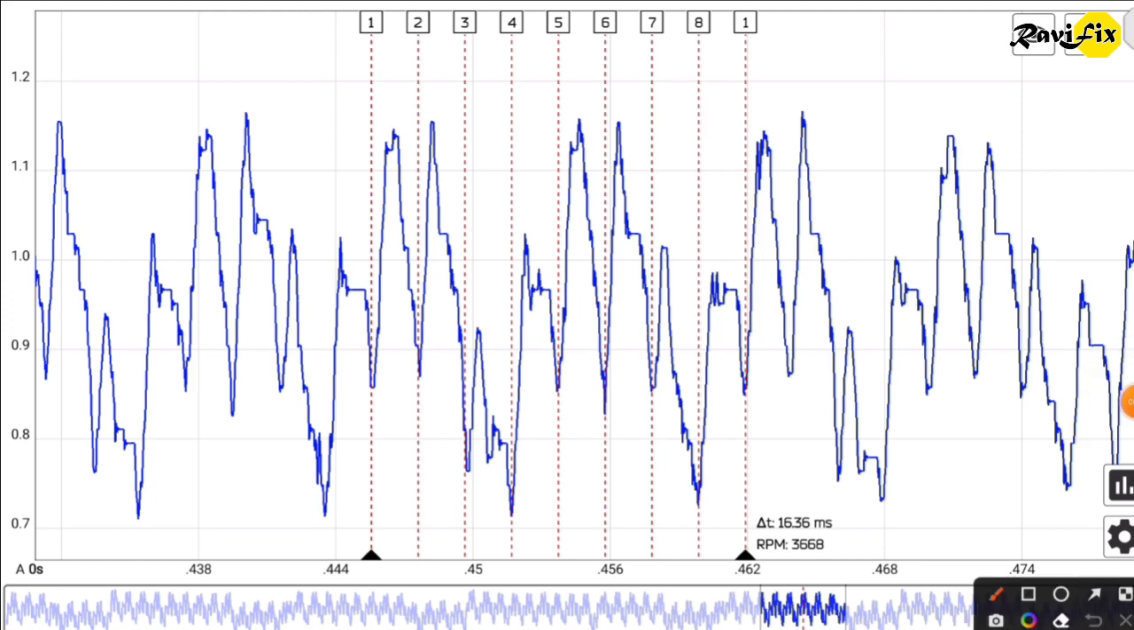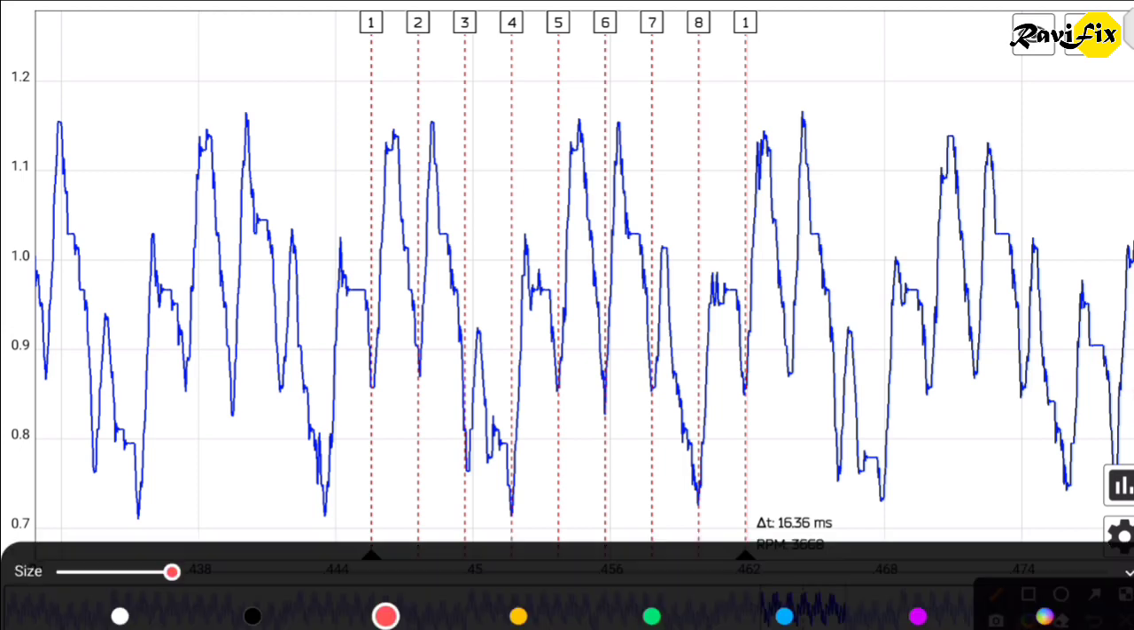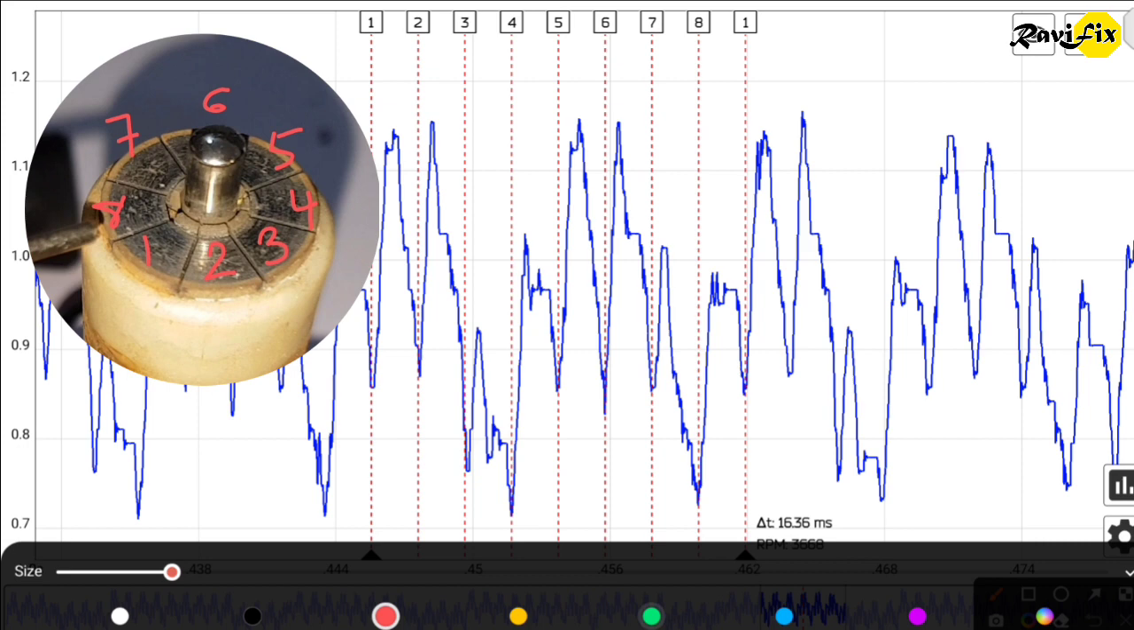You know, even though there are 8 segments, it has only 4 windings in the armature. I will draw lines to indicate those 4 windings here. A winding is connected between 2 segments, one to the other segment after 180 degrees. So here number 1 hump and number 5 hump represent one winding. Number 2 and number 6 is another winding. And so on, you can see 4 windings.